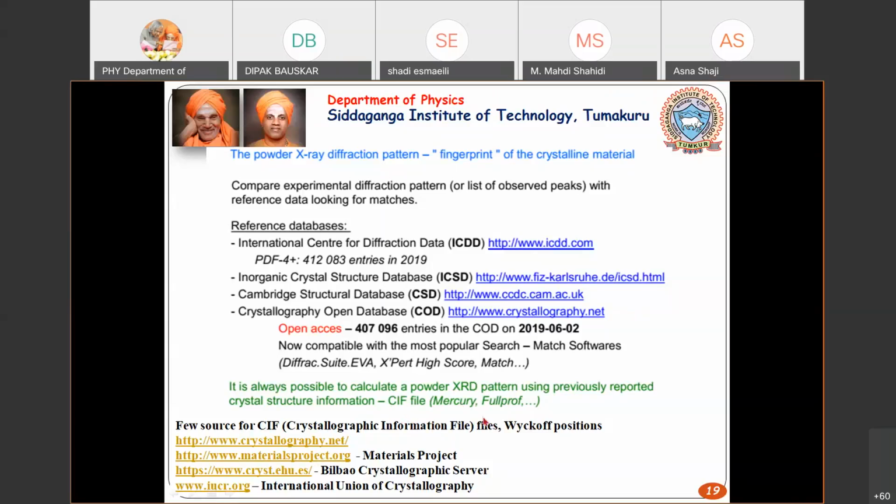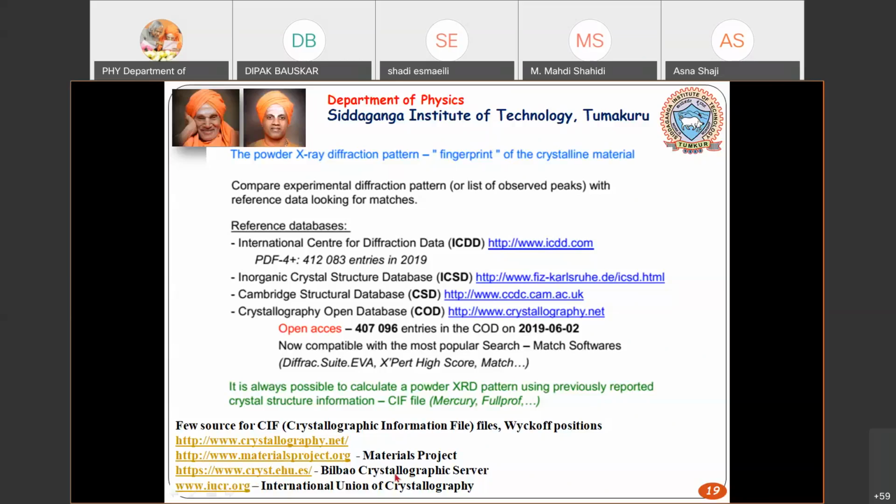So there are other free versions. All these things are mostly free versions. The first one is crystallography.net. The second one is materialsproject.org. And there is one which is called the Bilbao Crystallographic Server. This is a Spanish open source, and you can also use these things. So I will show you how to get this information.